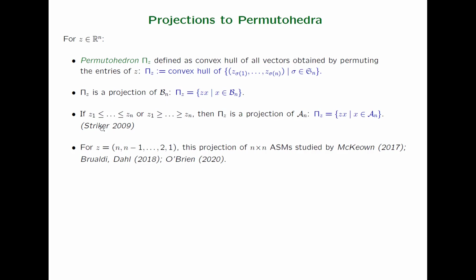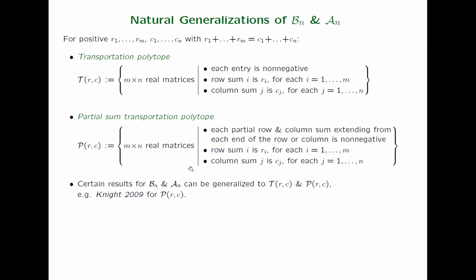And it was shown here that a similar result applies to A_n if the entries of this vector z are weakly increasing or weakly decreasing. For the integer case where you look at z just being the integers n down to 1, this was also studied by a range of people, McEwen, Brualdi, and others. So that's probably all we've got time to say about that.